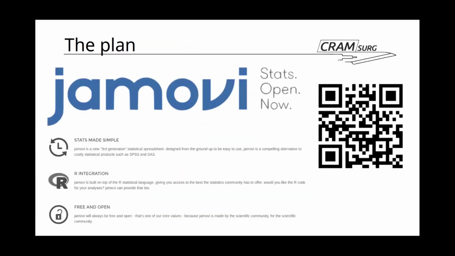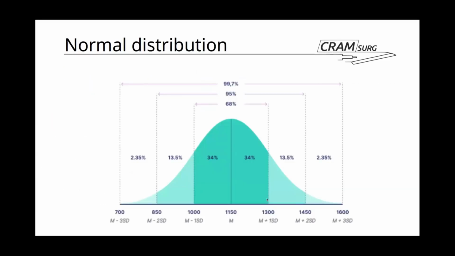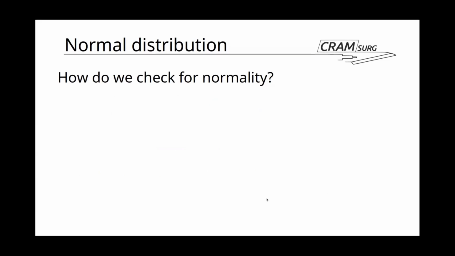Absolutely. And if you go back to the plan, you will quite obviously notice a split. Continuous data, normally distributed, skewed, aka non-normally distributed. And the tests that you run here are very different. So it is important to know, you're absolutely right. So then, difficult question. How do we check for normality?